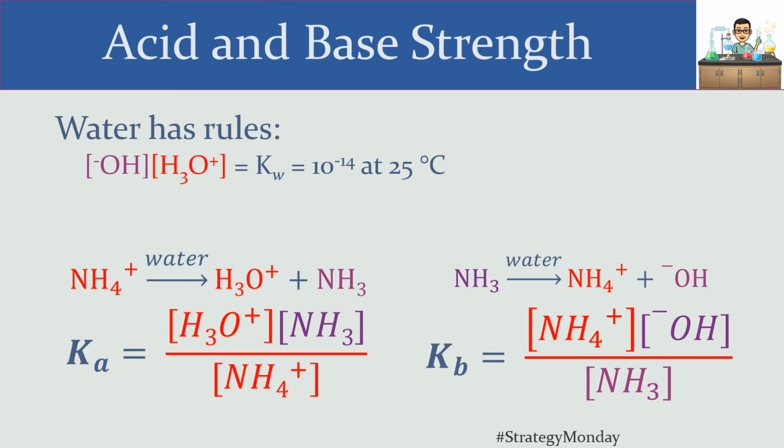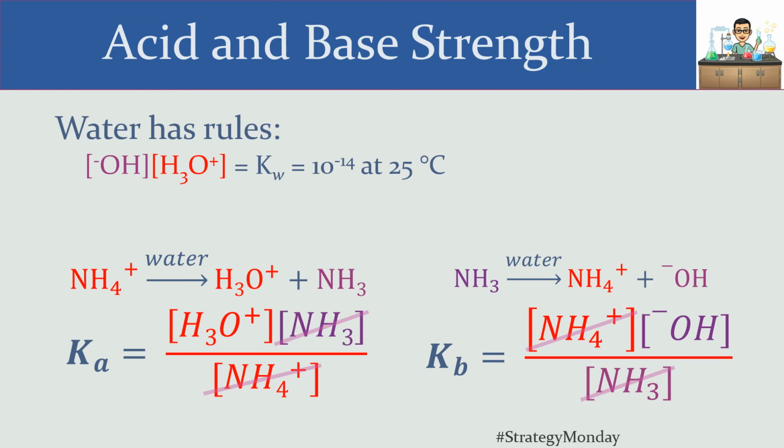Well, what happens if I decide to multiply Ka times Kb? If I want to take a look at the relationship between the Ka for an acid and the Kb for its conjugate base, if I multiply those two expressions together, what am I going to get? Well, Ka times Kb, let's see, there's an NH4+ and an NH4+ that are going to cancel out. And there's also an NH3 and an NH3 that are going to cancel out as well.